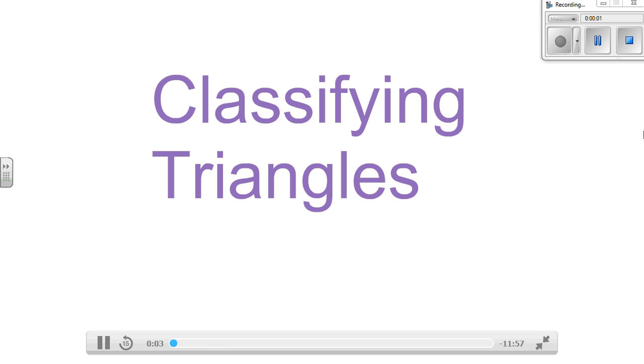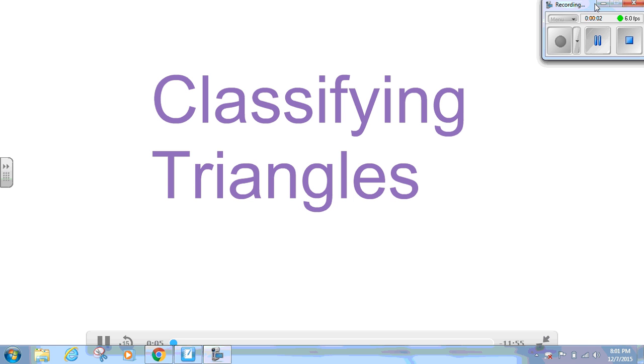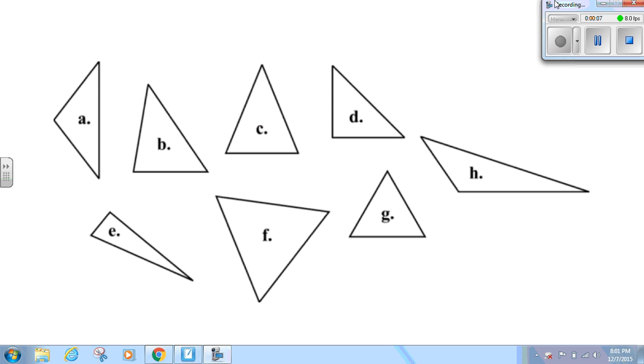Classifying triangles. Okay, let's take a look at these triangles here. I'll pause the video and see if there's some way that you could categorize or classify these triangles. Okay, so we're going to come back to this picture later.